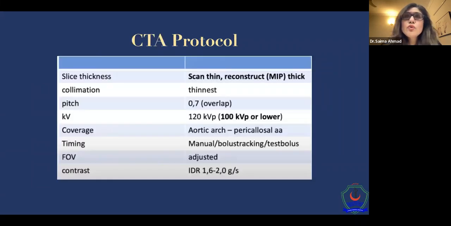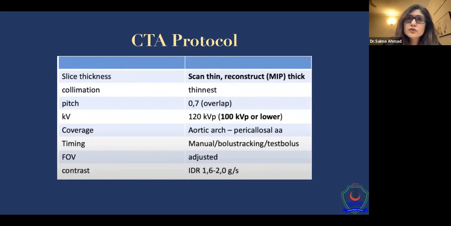So the protocol is that you scan thin, but you reconstruct the thick MIP images. This is important. And then 120 kVp, if you try to do it at a lower kVp, it would be even better, because the K edge of the iodine is low, so we can have the maximum density of the contrast at the low kVp.